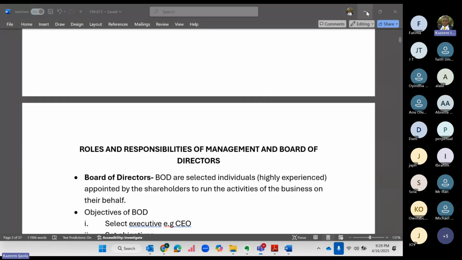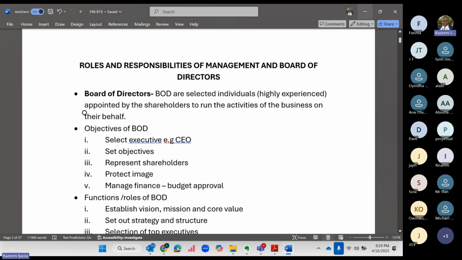It's not a must that directors must be the shareholders. Directors are usually industry experts. Not necessarily that they are shareholders, please take notes, but they are highly experienced in whatever they are doing. All right. So what are the objectives of the board of directors now? Those that have been appointed as directors, what are their objectives?